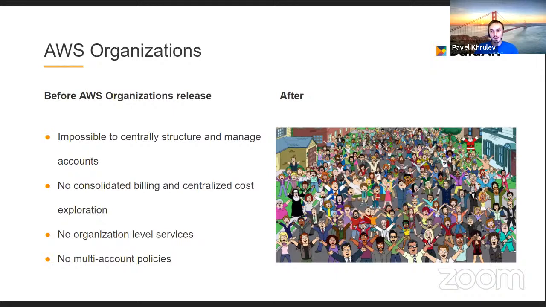And also, it allows you to use advantages of something like reserved instances, because when you buy reserved instances, the more reserved instances you buy, the more discounts you have. And for organizations, all of their workloads are consolidated, and they can use it for discount. Before AWS Organizations was released, it wasn't possible.